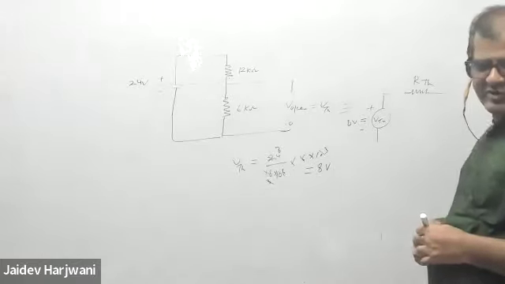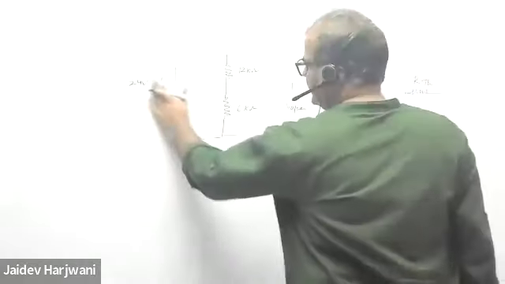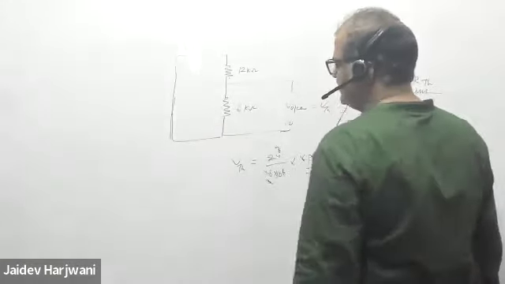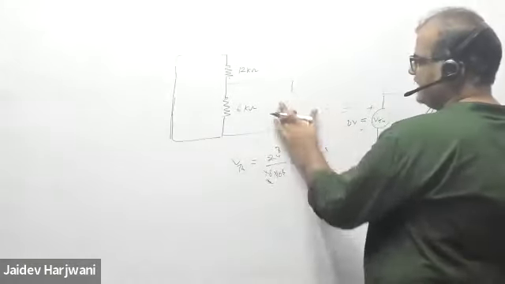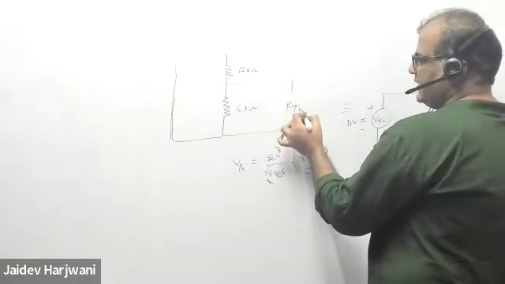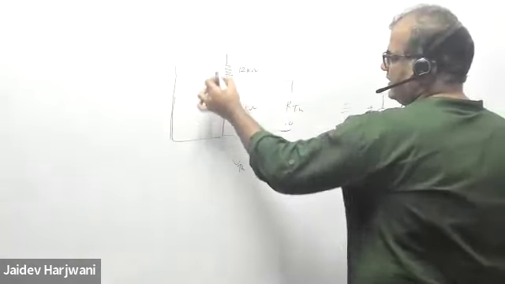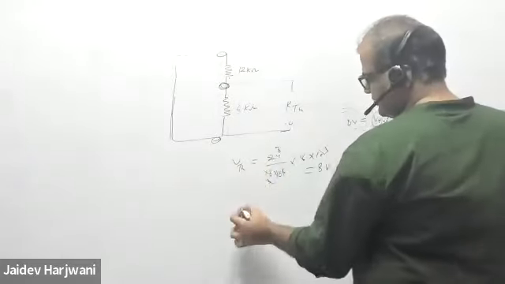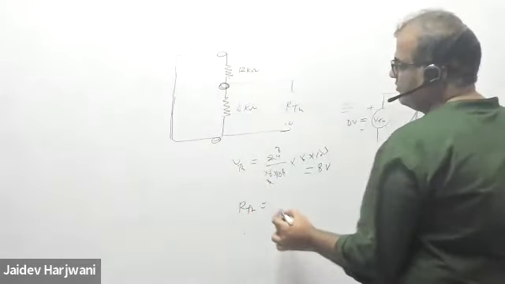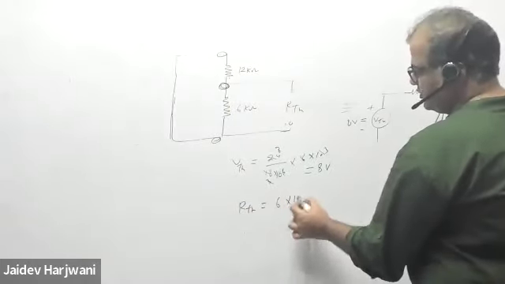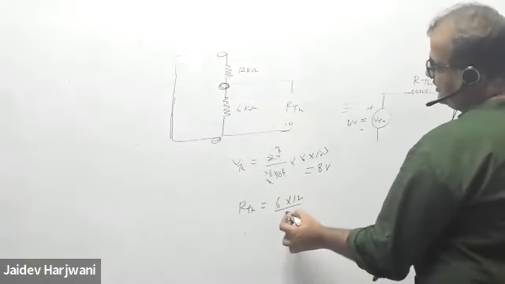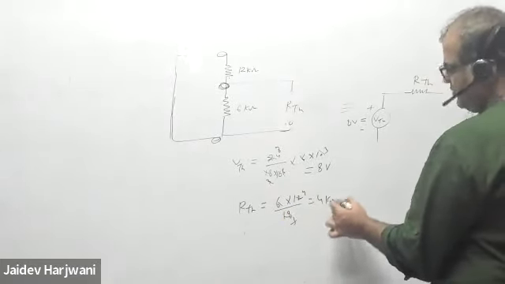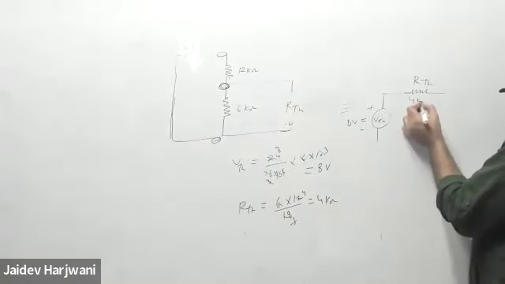In order to get RThevenin, what will I do? I'll short circuit this. I will deactivate the independent source. Now what is the RThevenin across this open terminal? This is the common terminal. So these two resistors become in parallel. So my RThevenin becomes how much? 6 into 12, 4 kilo, into 18, 3, 4. So 4 kilo ohm. So this becomes 4 kilo ohm.